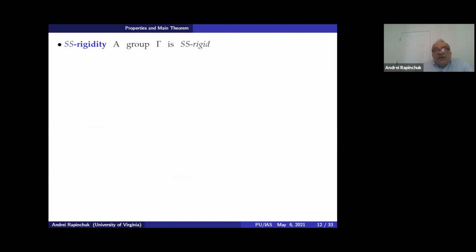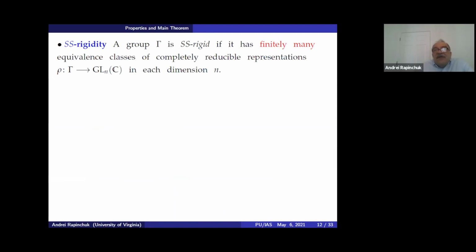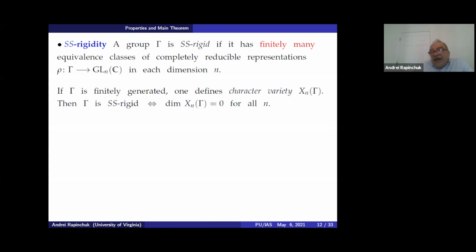We say that a group is SS rigid if it has only finitely many equivalence classes of completely reducible representations, let's say complex representations, in each dimension. Another way to think about these groups is to say, if gamma is finitely generated, then one can define the corresponding character variety. And then SS rigid groups are precisely those for which this variety is 0-dimensional in all dimensions.